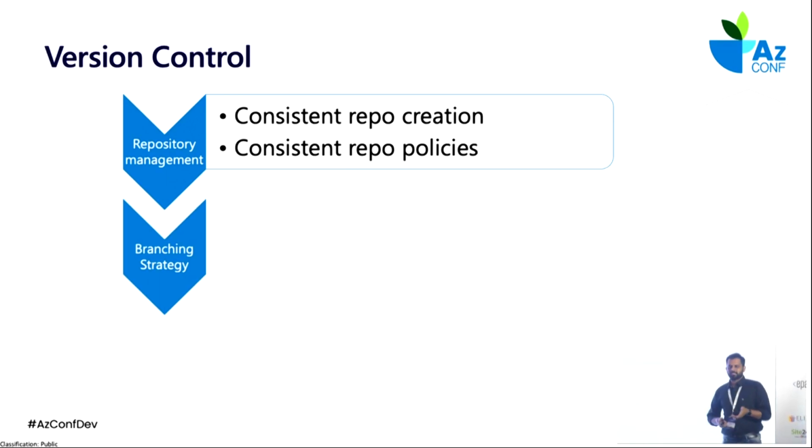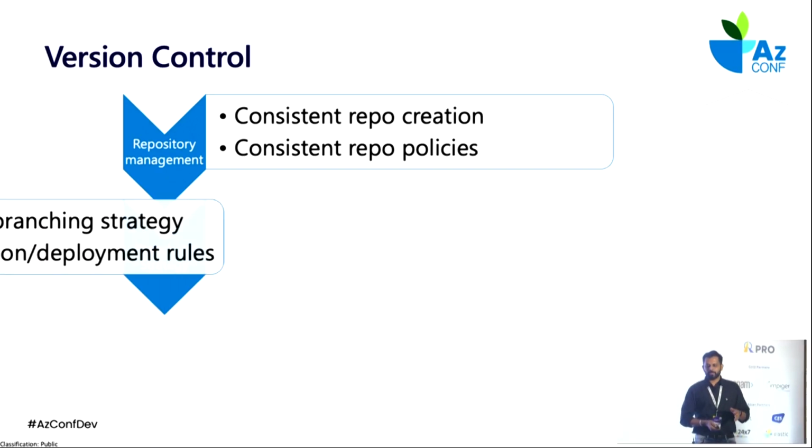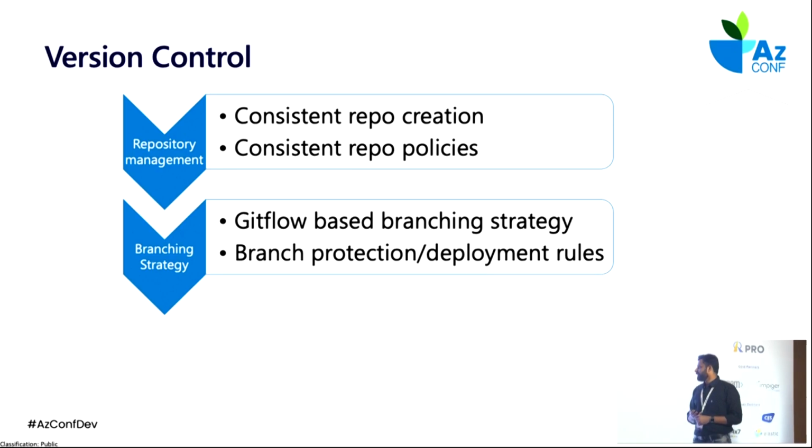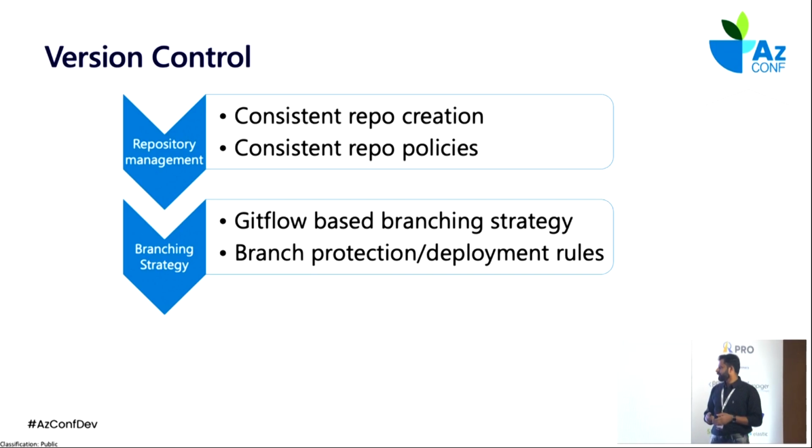And then branching strategy. That's a very debatable topic, and that itself can go on for hours. We use a Git flow-based branching strategy depending on the need we had, like the kind of release trains we wanted to follow. We thought that fits the bill, so we used that. I'll talk about it in a little more detail in the next slide.